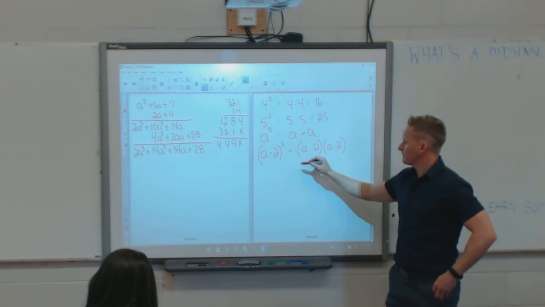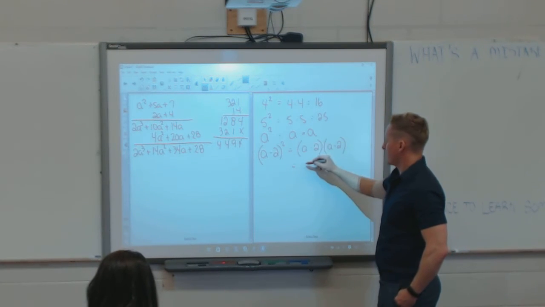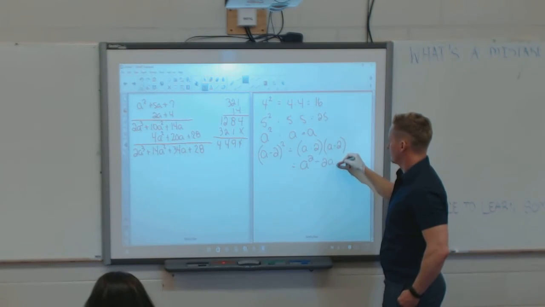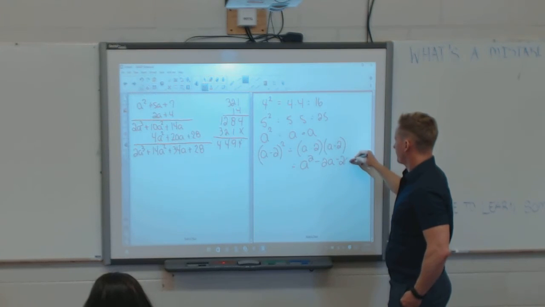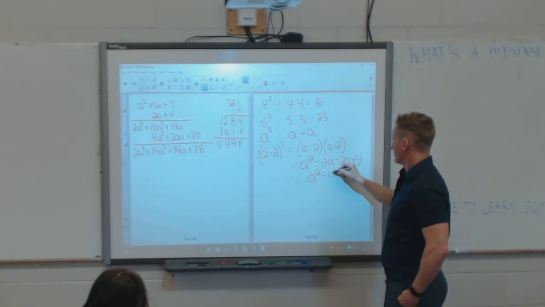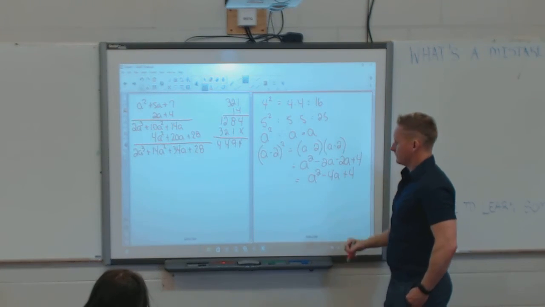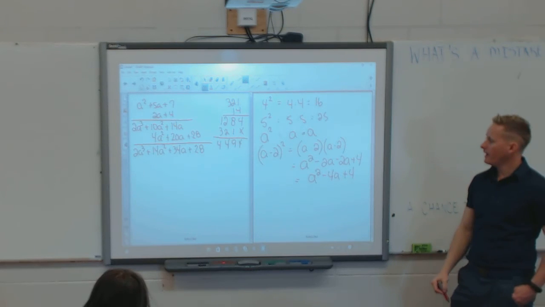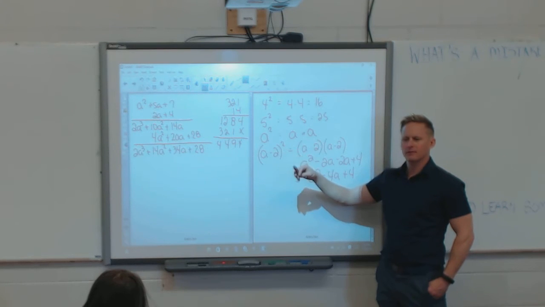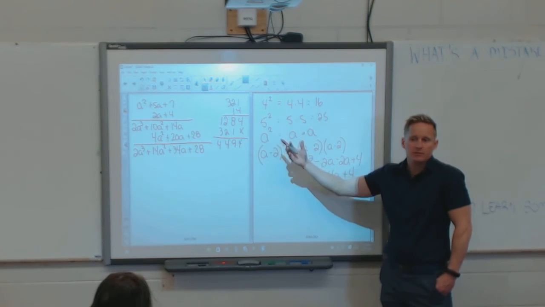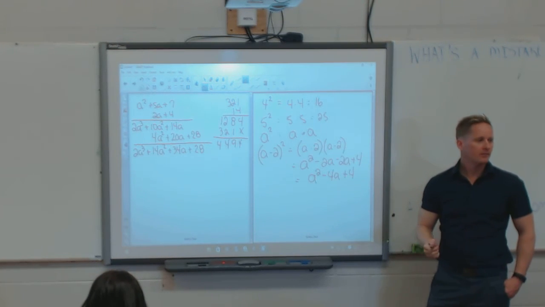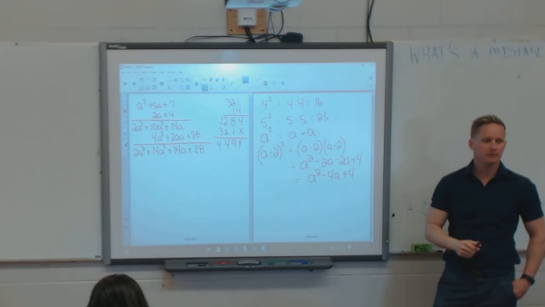Now I FOIL this. First, 8 times a. Outside, inside, and last. And there's your answer. Okay? Just because I have two terms in here, and it's a squared value, it doesn't change. You just do it the same way you did all these other ones. The only difference is now I have a binomial times a binomial, which means that I FOIL it.